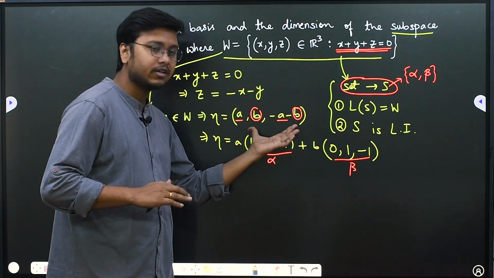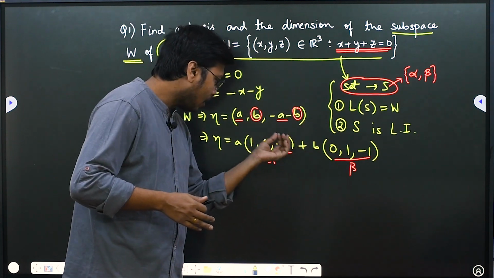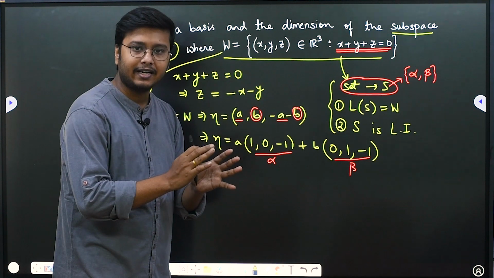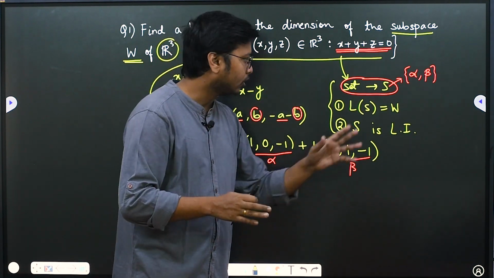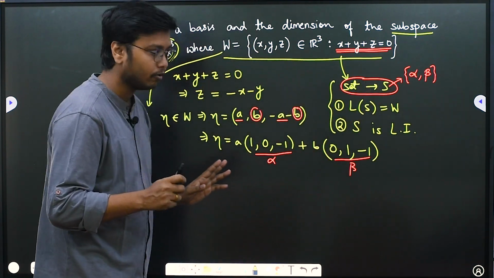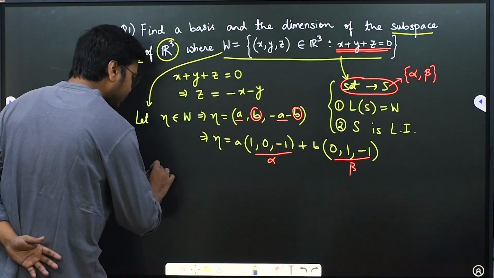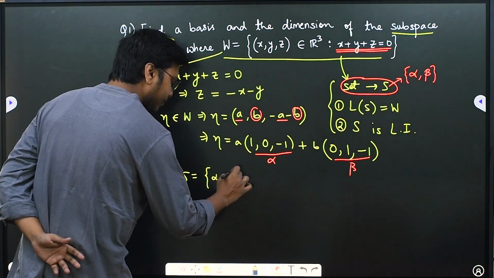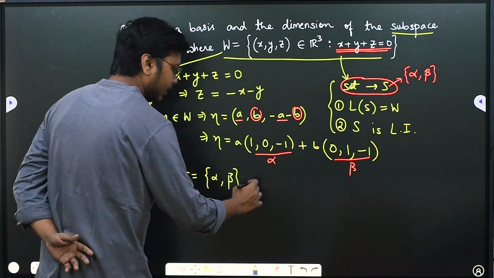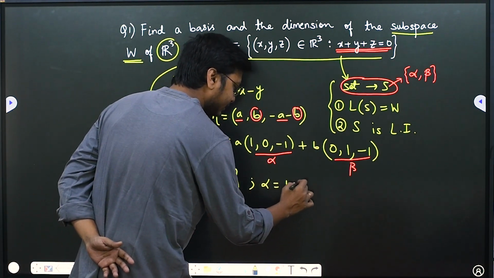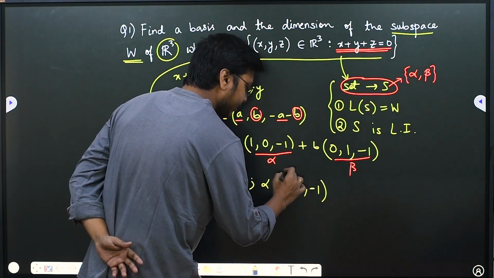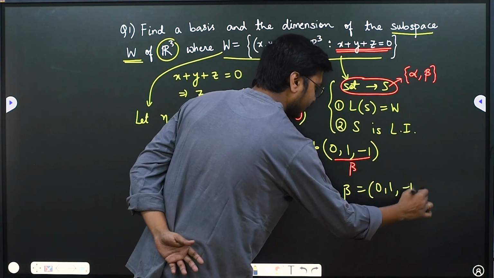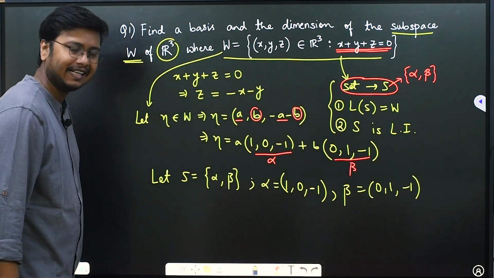So I cannot further reduce the two variables. Now take the variables common, whatever element you get, give that a name alpha, beta, and construct your required S set out of it. Okay, so now I'll say that let S equals alpha comma beta, where alpha is (1, 0, -1) and beta is (0, 1, -1). Okay, so I have got my S set.